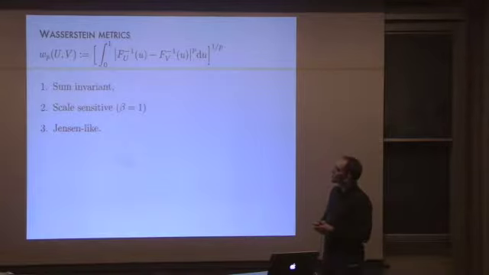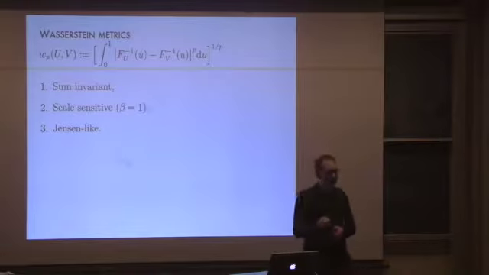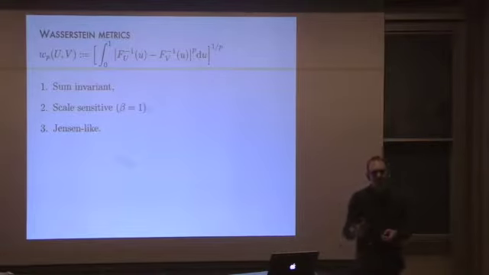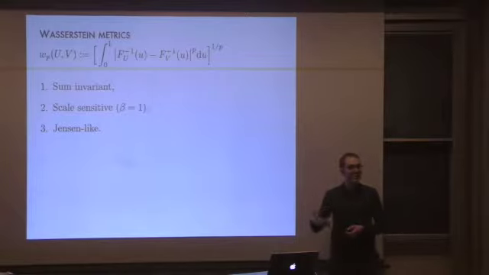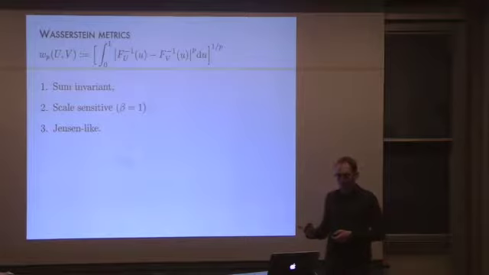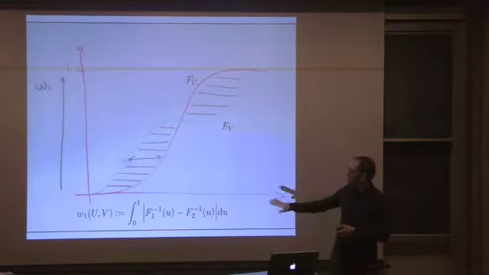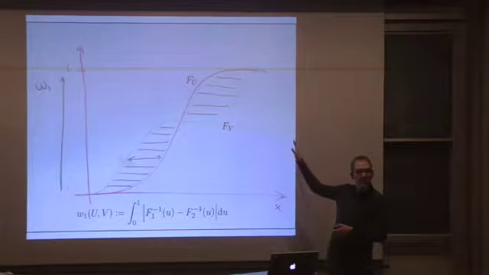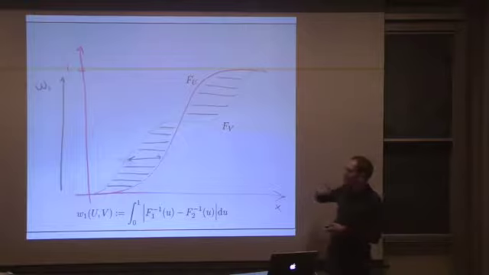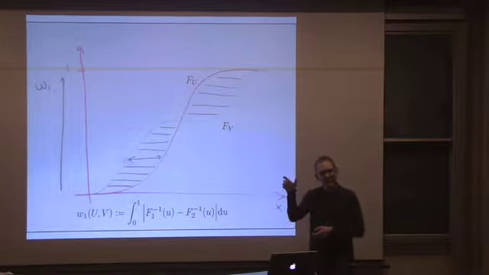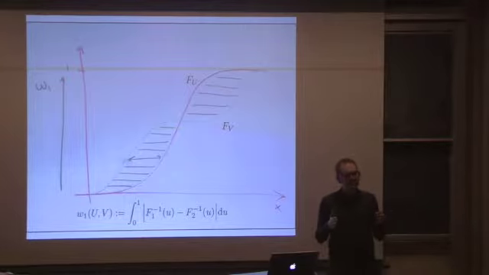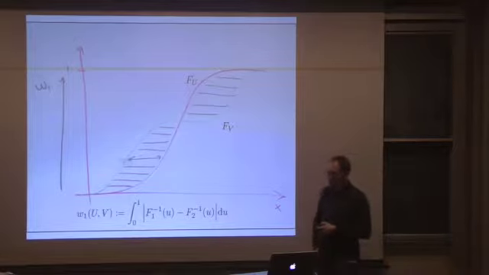Okay. So the Wasserstein metrics have the properties we want. They're sum invariant, they're Jensen-like, and for all p, they're going to be scale sensitive with beta equals 1. So they'll give us a contraction of factor gamma. Okay. So what's the picture like? The picture looks like this. You can draw your two CDFs, F_U and F_V, like this. So x would be the x-axis at the bottom, and the y-axis ranges from 0 to 1. And when you integrate from 0 to 1, and you look at the absolute differences at every point, basically the area between the two CDFs, then you get the Wasserstein. Right? And if you raise it to the power p, then you get the Wasserstein p, and you take the root afterwards. So that's actually a very nice metric.